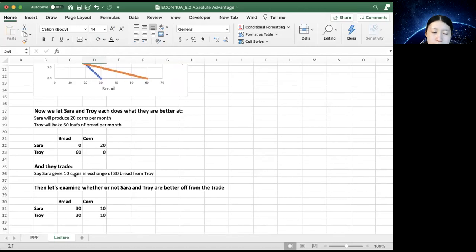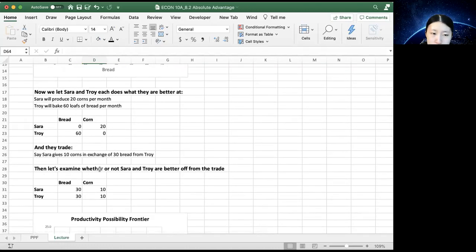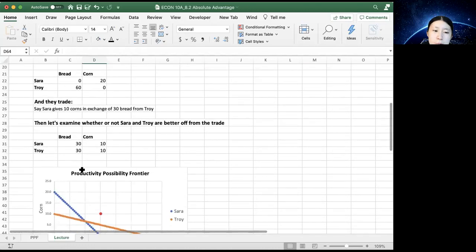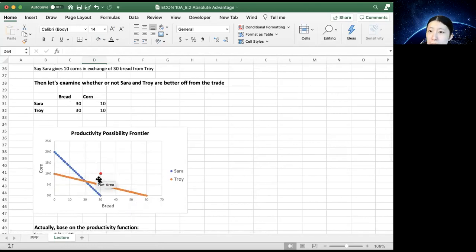Now we let them trade. Say Sarah will give 10 corn in exchange for 30 breads from Troy. Let's examine the new production matrix. Now both Sarah and Troy can have 30 breads and 10 corn. Now we can see whether both of them are better off from their trade. We plot the point on the original production possibility frontier. We can see that the point (30, 10) is actually outside of the production possibility frontier, which means that through the trade, the utility they get from the goods they have is higher than what they originally had if they only produced 2 things on their own.